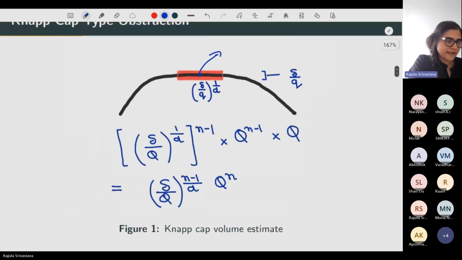So what's happening is that, remember, our thickness, so the neighborhood that we are interested in around our curve, is of size delta over q, right? So this is delta over q, and then my question is, okay, if I have a thickness of length delta over q around my curve, how long is a piece of the curve that I can fit in this box of thickness delta over q around this point?